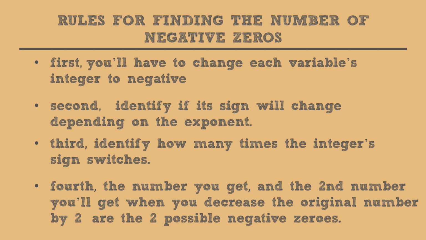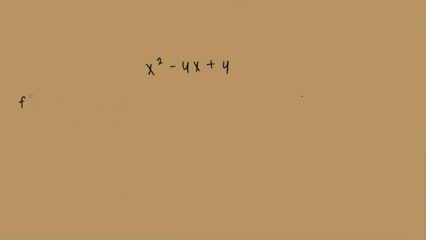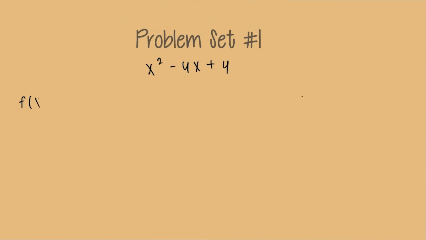Now, let's move on to the actual sample. This first sample I'll be showing you will show the basic process of Descartes' rule of signs. So we have here x squared minus 4x plus 4. As we can see, the x squared is positive, 4x is negative, and 4 is positive. The signs change a total of 2 times.